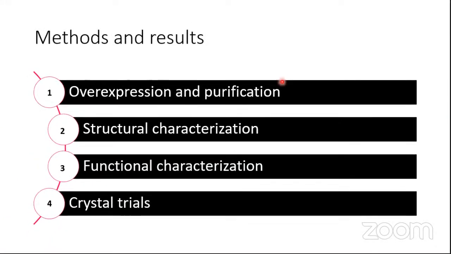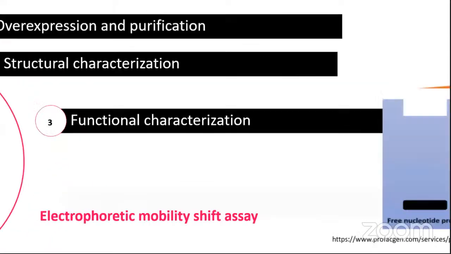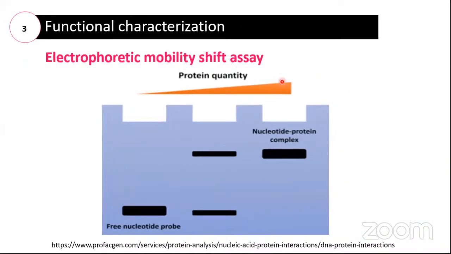Okay, so once a protein had been characterized structurally, we then proceeded on with functional characterization. An electrophoretic mobility shift assay is used to determine or detect whether a protein binds DNA. The reason we would do this is to confirm that the TBR1 T-box transcription factor is indeed binding the T-box binding element as it should, so that we can then use it in crystal trials.